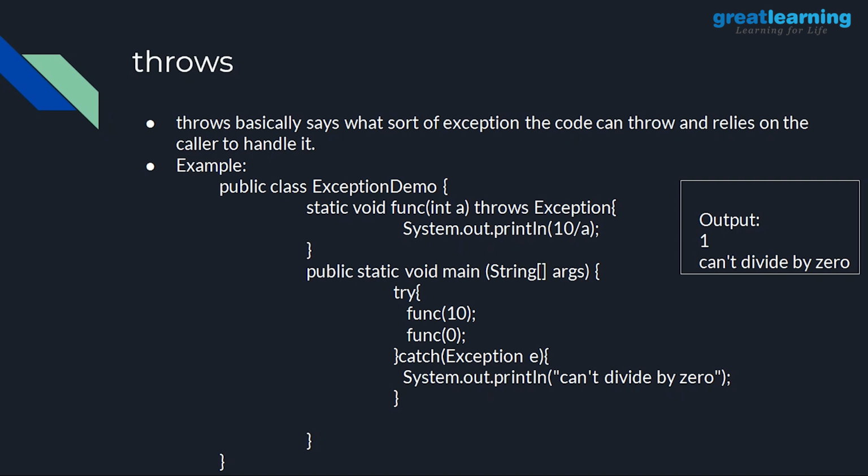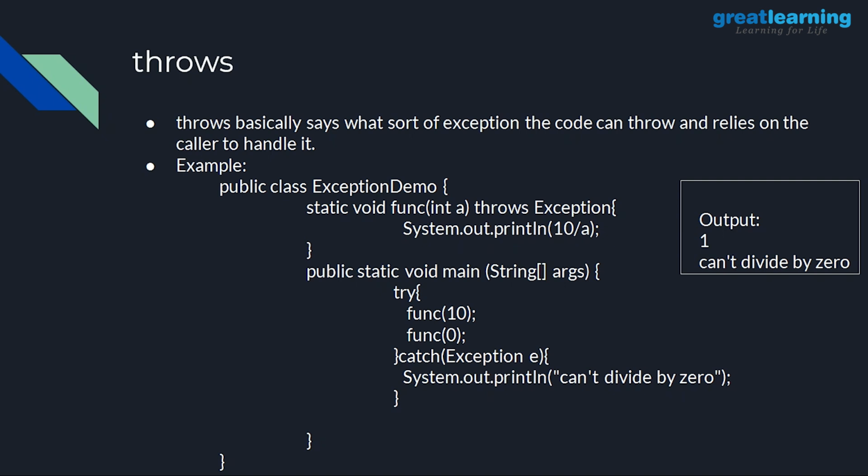Now if 0 has been sent to this function, right? A contains 0, so 10 divided by 0 is an exception, so it will throw an exception, right? You got the point, right? The exception the code can throw, basically throws is responsible for the caller handling it, right? When 0 has been sent, this function is responsible for throwing an exception. What we just have to write in front of that function is throws exception, right? Then the exception will go in the catch block, and "can't divide by 0" is the message that we will print, okay? This is how throws works.